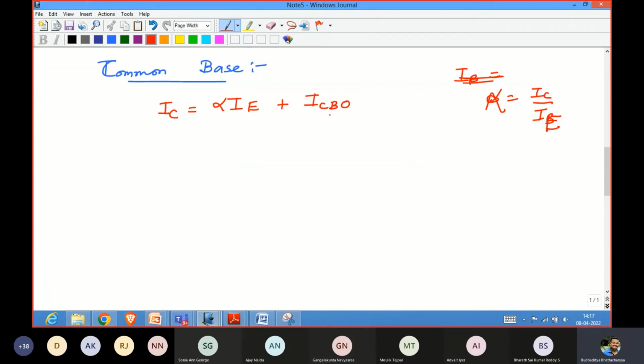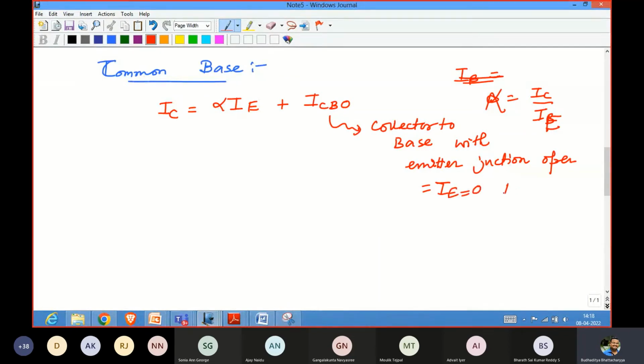Now alpha IE is fine. This part is what you can see, this is called the leakage current. It usually stands for collector to base current with the emitter junction open. That means in a way IE is equal to 0. There is still some current. All right, so that is the basic idea behind this. This is basically the leakage current that we were talking about.